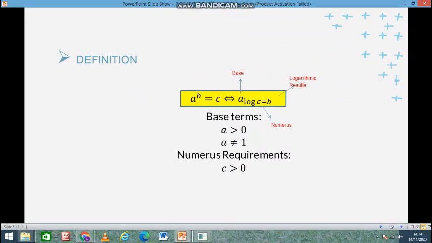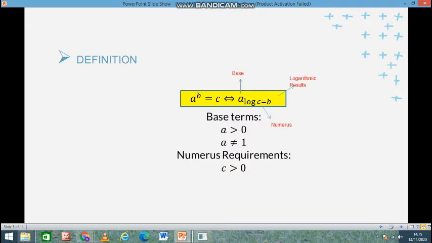Definition of logarithm. If we have a rank a to the power of b equals c, a is the base number, b is the exponent, and c is the result. If we convert the exponent into logarithm form, it is as follows: a log c equals b. a is the base number, c is the numerus, and b is the result of the logarithm.